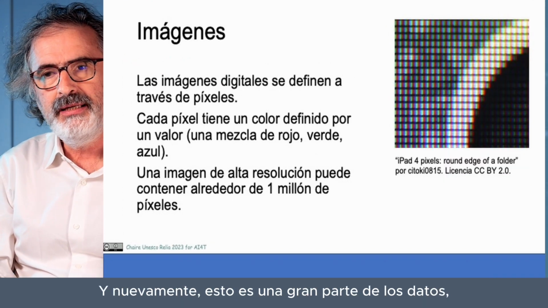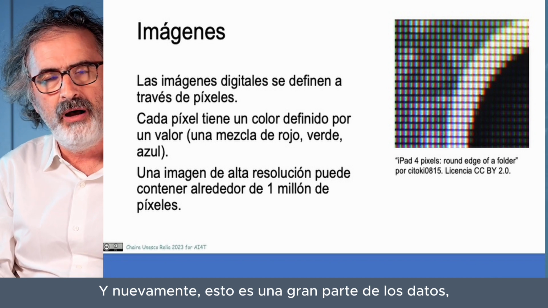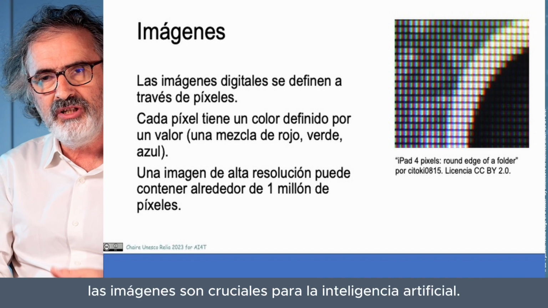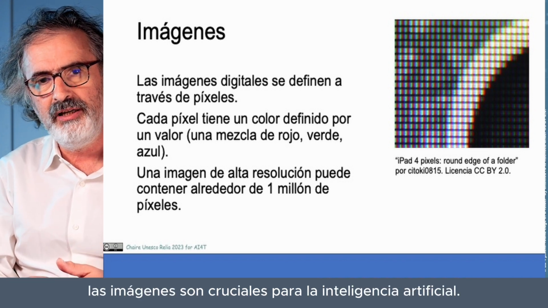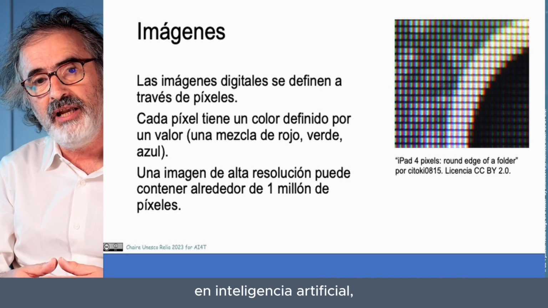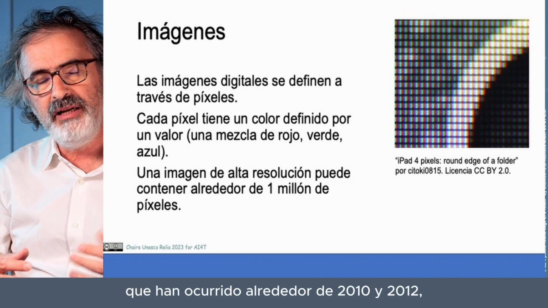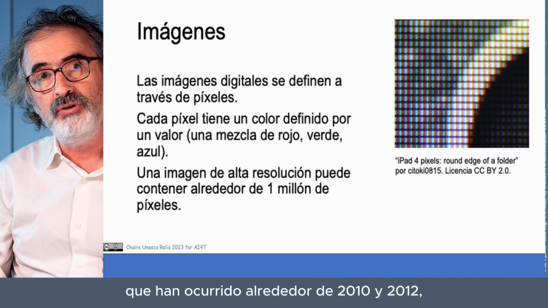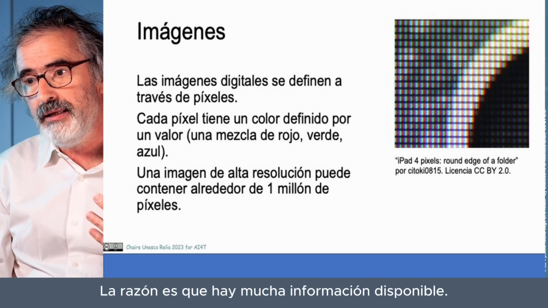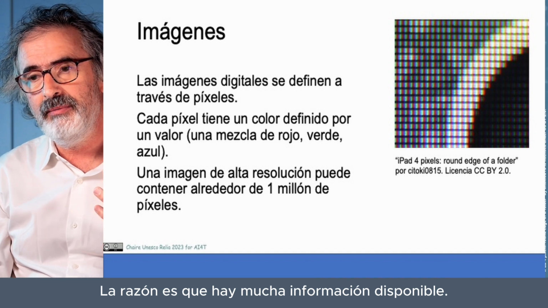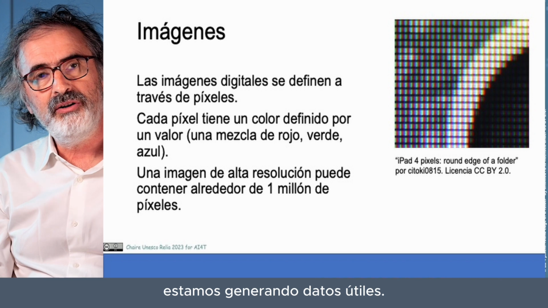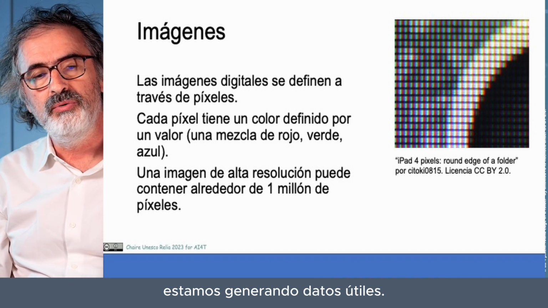Then there are images. And again, this is a huge part of the data you can find available on the web. In fact, images are so important for artificial intelligence that some of the most spectacular progress in artificial intelligence, which took place around 2010 and 2012, took place on images. The reason being that there is a lot of data available. Every time we are digitalizing pictures, we are creating data that we can use.